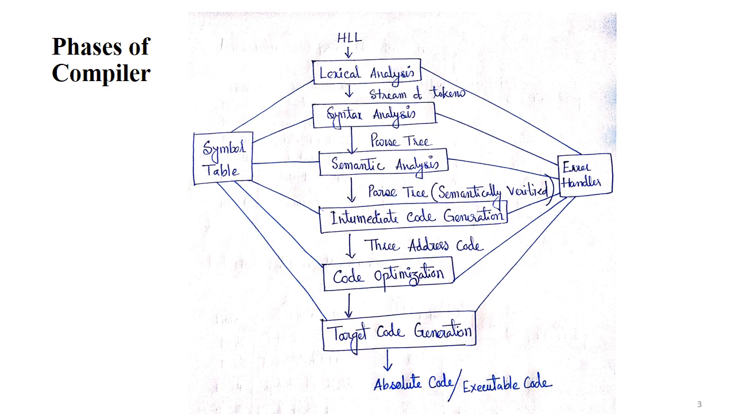The main motive of the code optimization phase is to reduce the size of the code. That means unnecessary symbols and unnecessary code are removed in this phase. Then in target code generation, absolute code and executable code is directly generated. And you can see the symbol table and error handler are related to each and every phase of a compiler. Please remember that.